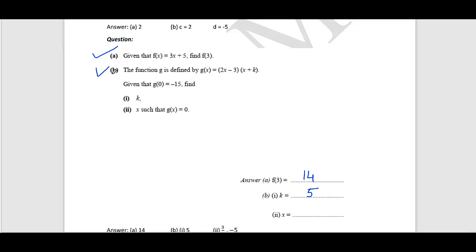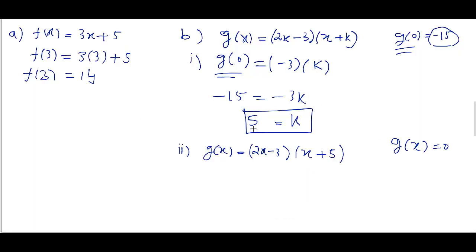In the second part of this question, part B, we have to find x such that g of x is equal to 0. As we have found k is 5, we have plugged in k here. Therefore g of x is (2x minus 3)(x plus 5). Now in this part of the question, g of x is equal to 0, so we put 0 in place of g of x. It will become 2x minus 3.